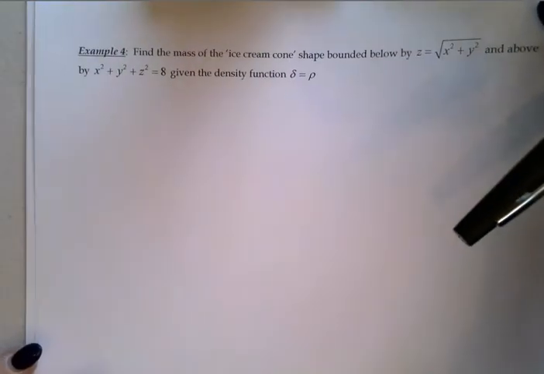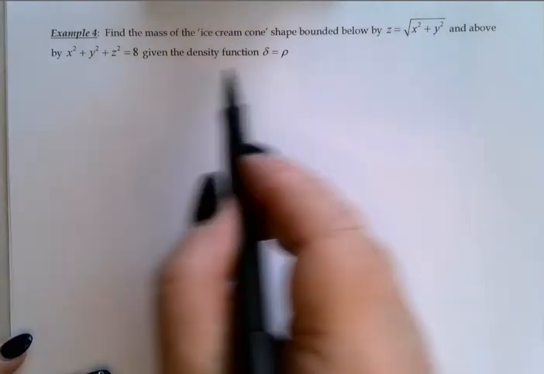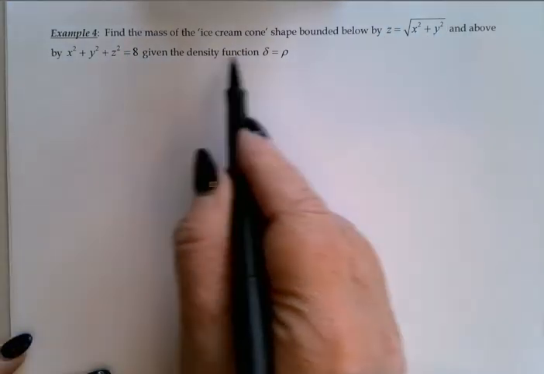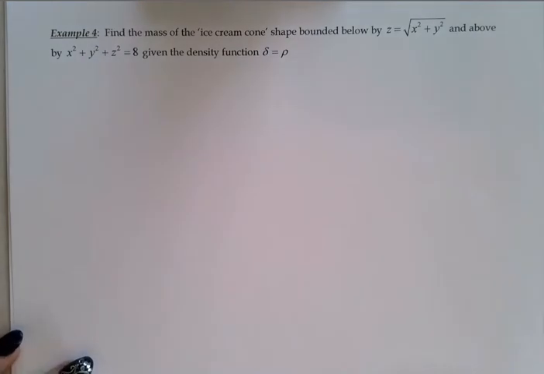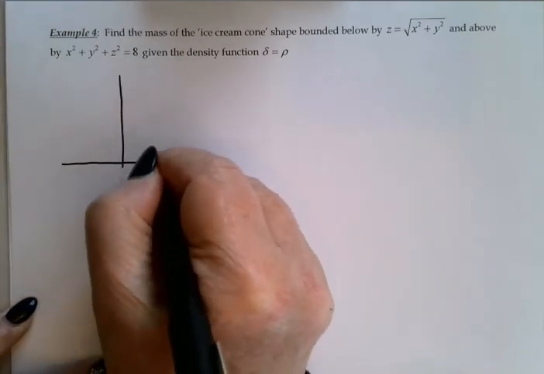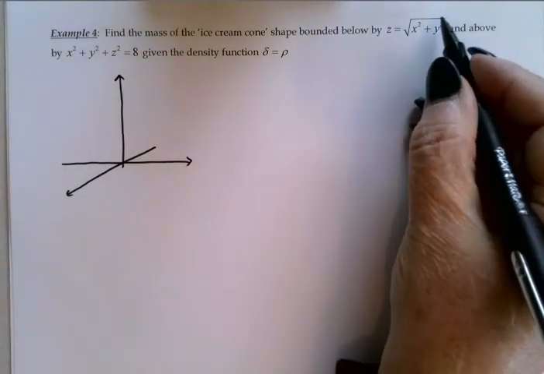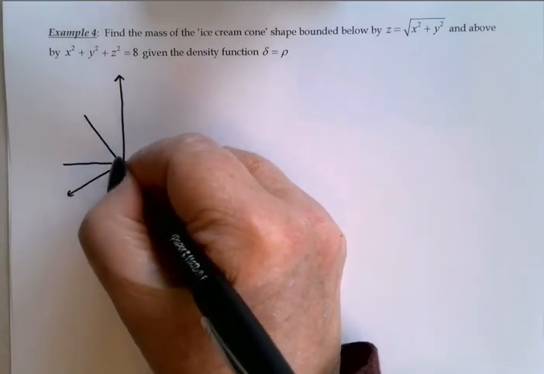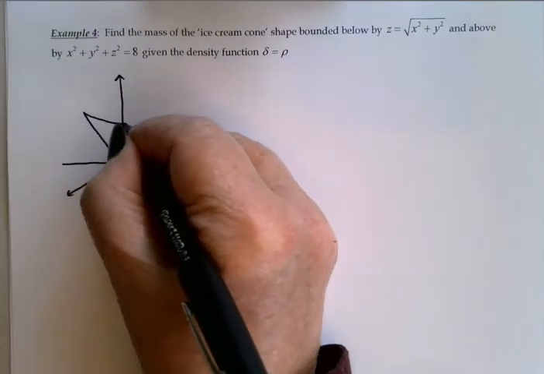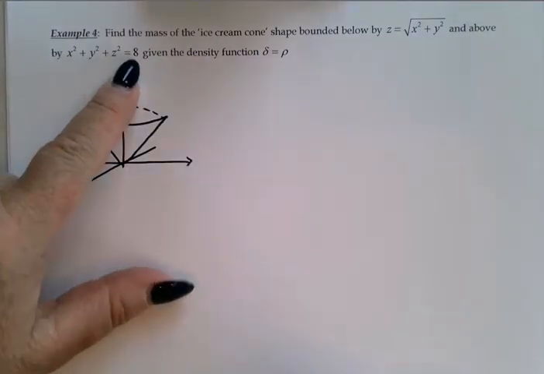If we look at example 4, this time we have to set up our own integral. We're looking for the mass of the ice cream cone shape, bounded below by this cone and above by that sphere, given density function delta equals rho. So let's think about what this thing looks like. This is the lower bound, this cone. And the upper bound is the sphere with radius square root 8.